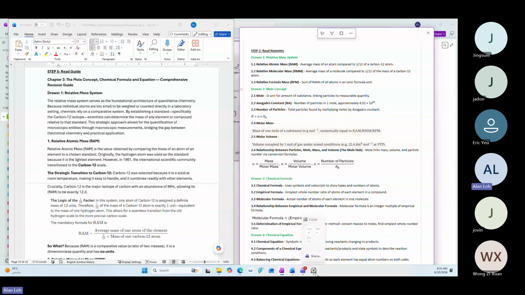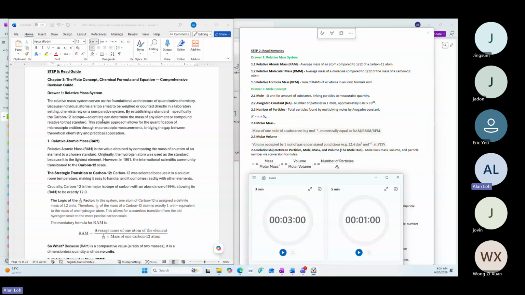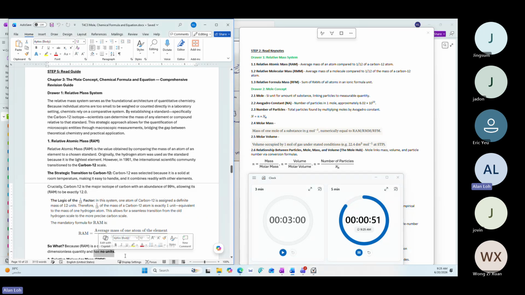So let's do 1 minute. I think 1 minute is good enough because this is not the first time you read this. Some of the terms and some of the definitions are not new to you anymore. So let's do 1 minute for drawer 1 until the end. Until no units. Drawer 1 until no units.